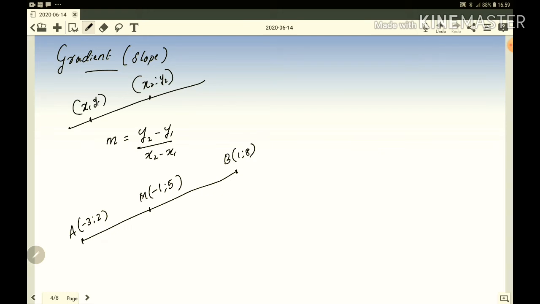The reason why I plotted 3 points is that I want to show you that you can take any 2 points. As long as those points are on that line, it will give you the same answer. If I choose A and B, look here, I will show you one by one. Gradient between A and B.